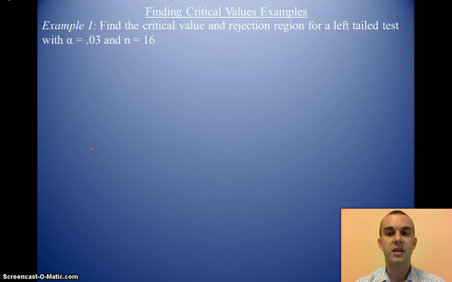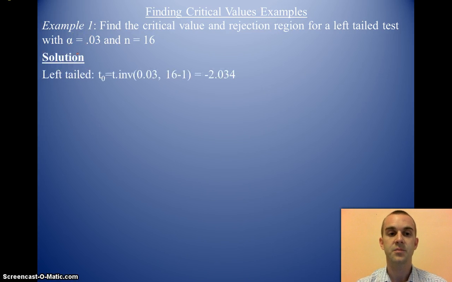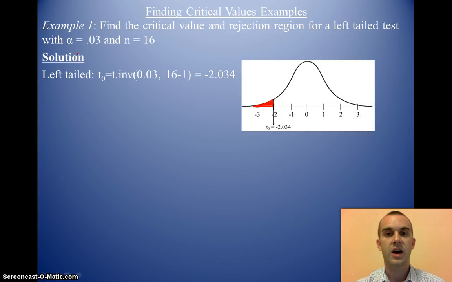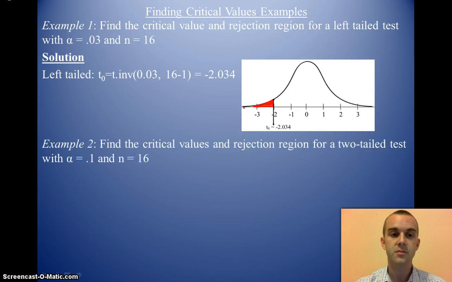Say that I want to look at a left-tailed test with a rejection region and an alpha of 0.03 and a sample size of 16. I'll plug that into the left-tailed formula using Excel, and I get negative 2.034. Since it's a left-tailed test, I would draw my vertical line at negative 2.034 and shade to the left. That would be where I reject the null hypothesis.